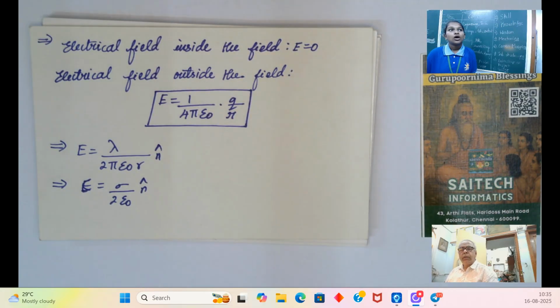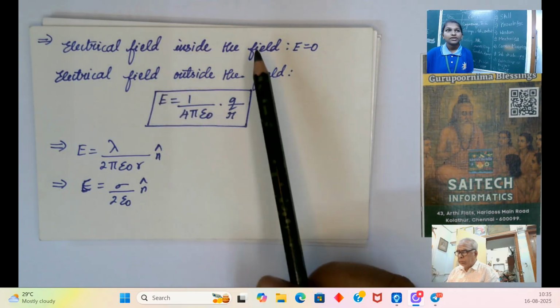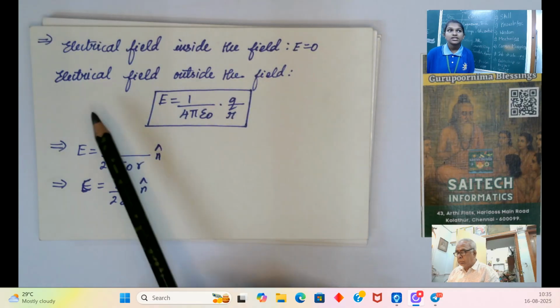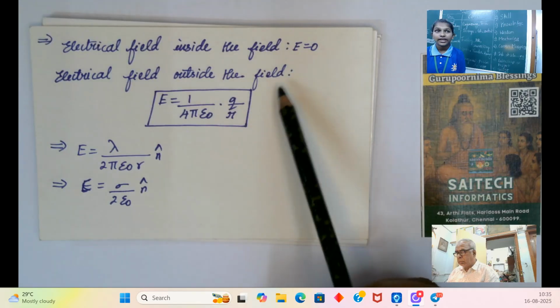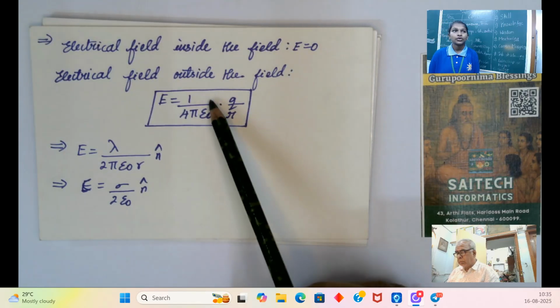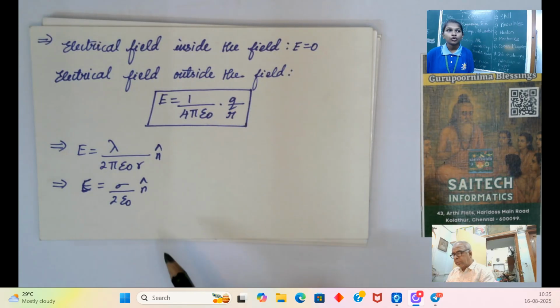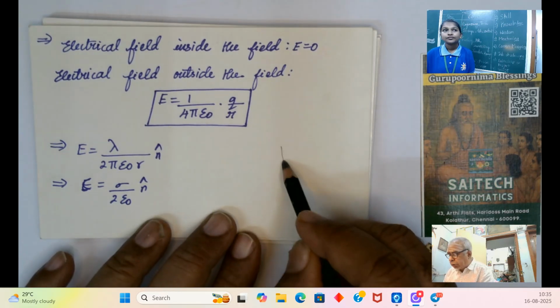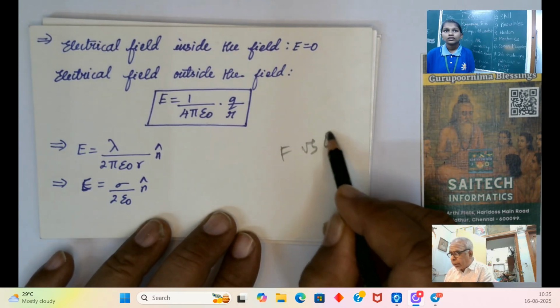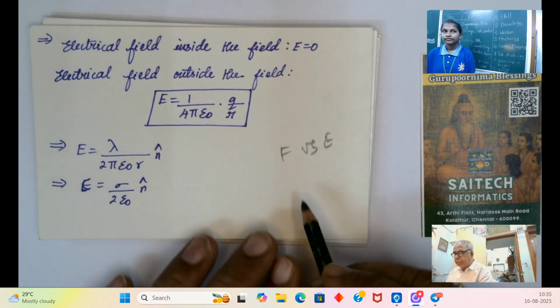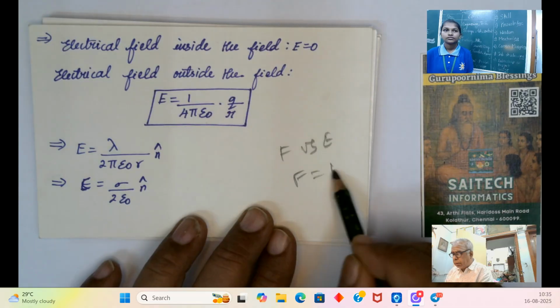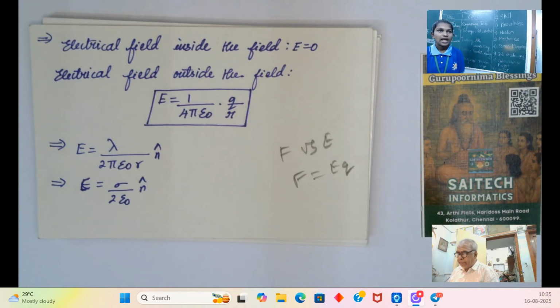And then in a spherical shell, the electric field inside will be zero, since there is no charge present inside the sphere. And outside, the field can simply be represented as E is equal to 1 by 4 pi epsilon naught into Q by R square. Have you mentioned the relationship between F and E? No, sir. F is equal to QE is one of the formulas. F is equal to QE.